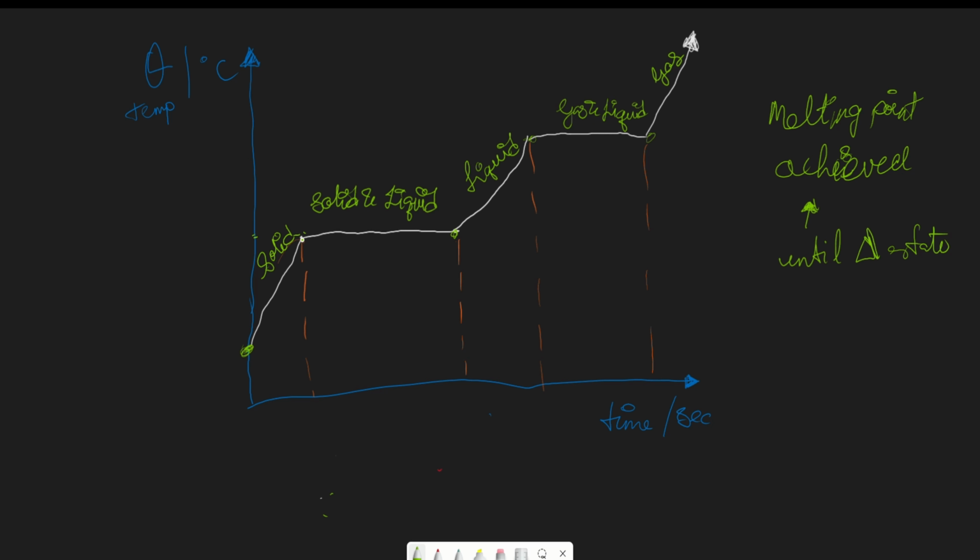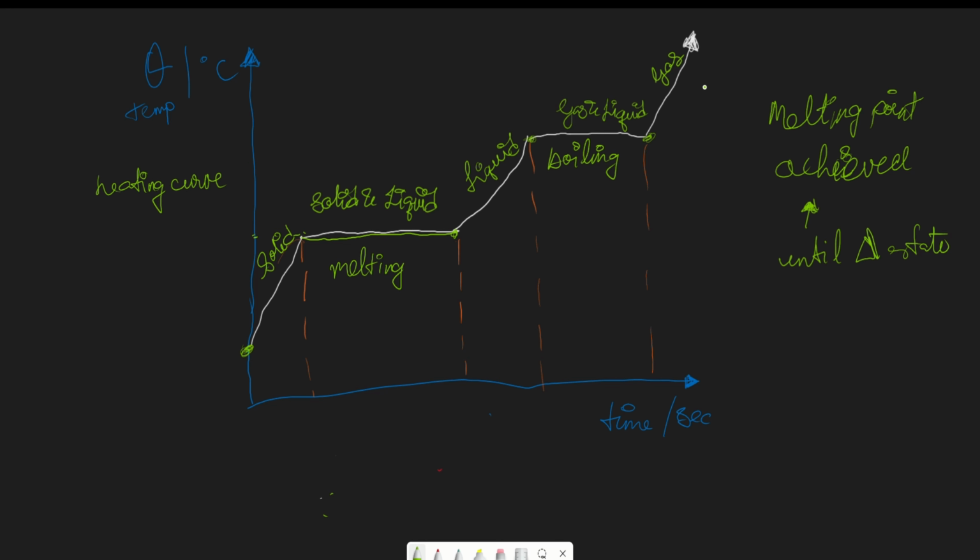So this flat line, the first flat line, if it is between solid and liquid, it is the melting point. And this is for a heating curve. Okay, we are considering a heating curve here. This is a melting point. This one is between liquid and gas. This is the boiling point.